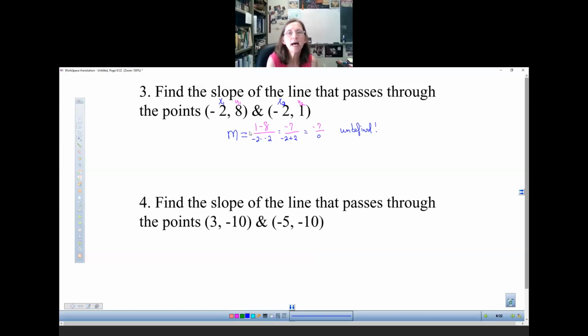The other thing I want to tell you about this particular problem is, what do you notice about the two ordered pairs? Can somebody tell me something they notice about the two ordered pairs? Do they have anything in common?